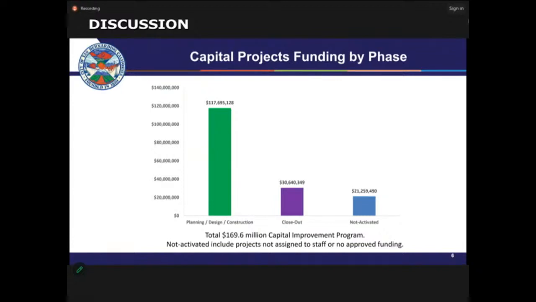This slide provides a breakdown of CIP projects by funding and phase. As I mentioned, the green bar represents our active projects, and our active projects represent 70% of our funding, which is approximately $118 million. The combination of active and closeout projects is approximately $148 million of the CIP, of which the city has received $35.3 million of grant funding, which is a testament to former and current staff's diligence in pursuing grant funding.